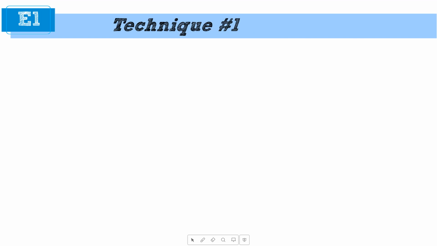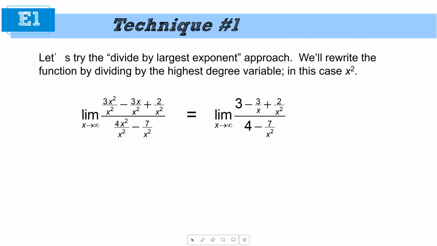So the first trick involves dividing by the highest exponent. So those are degree 2 equations. So if I divide everything in the problem by x squared, I get an absolute mess, but it simplifies into that pretty little picture over there on the right. Now we plug and chug.